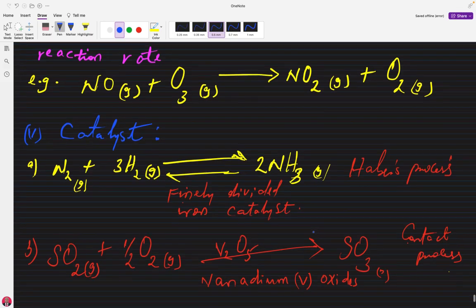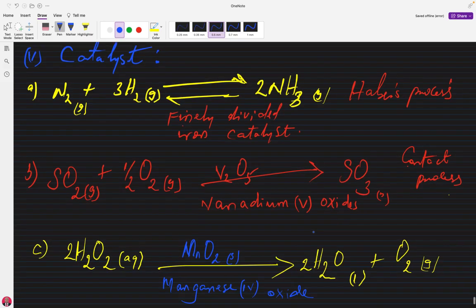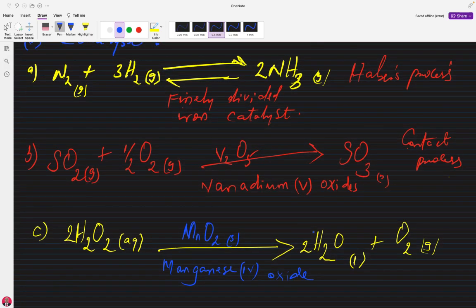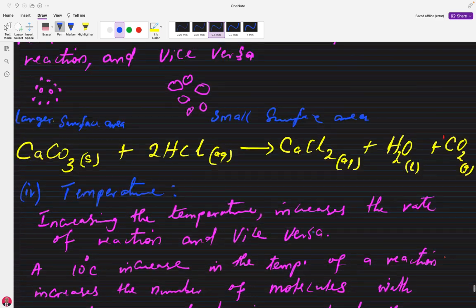Again, I also used the contact process. I used vanadium 5 oxide, which is also a catalyst, in the production of sulfur trioxide. And lastly, I also used manganese 4 oxide in the decomposition of hydrogen peroxide. So these are good examples you can give when it has to do with this question.